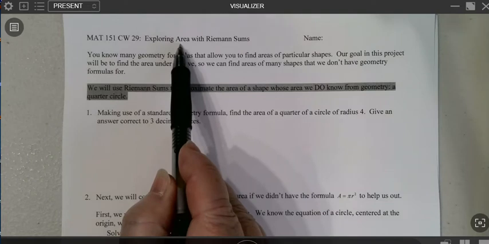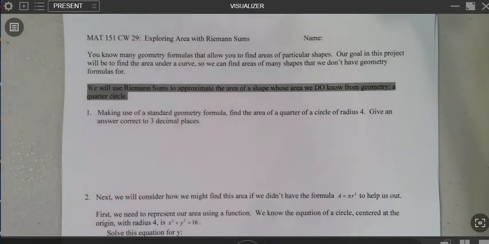We use a technique here called Riemann sums, developed by a German mathematician, Riemann, many years ago. And we're actually going to start by investigating the area of a shape that we actually already know, a piece of a circle, just to kind of see how this technique works. And then we'll go on to use the same technique in other situations where we don't know the answer ahead of time.